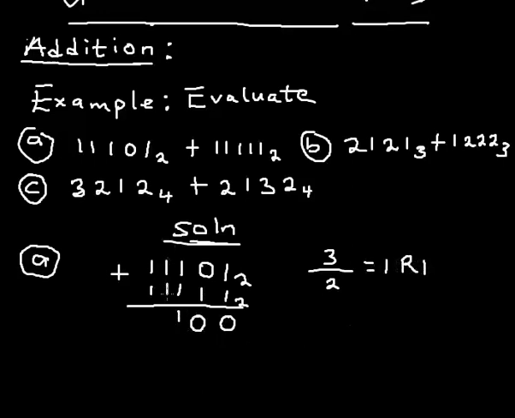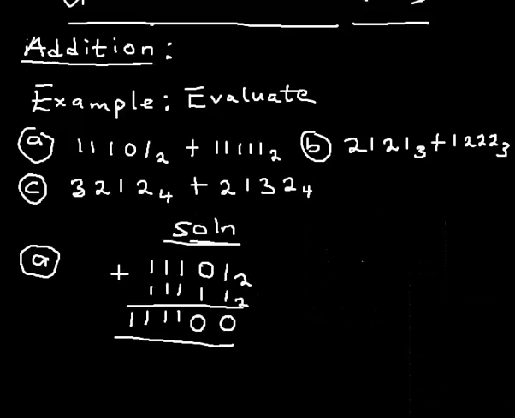1 plus 1 is 2, plus the 1 I carried, 3. 3 divided by 2 is 1, remainder 1. I go to the next addition. 1 plus 1 is 2, plus 1 I carried, that is 3. 3 divided by 2 is 1, remainder 1. So the remainder now I bring it down. So this is the result of that addition.